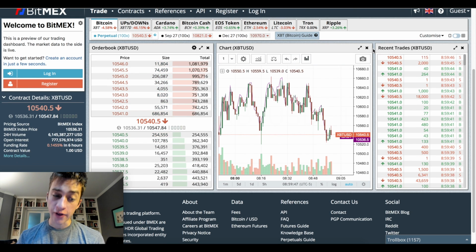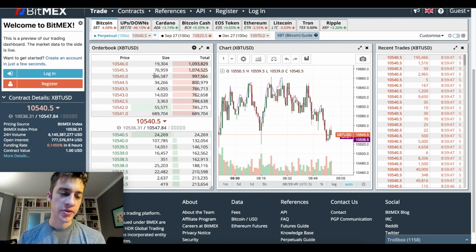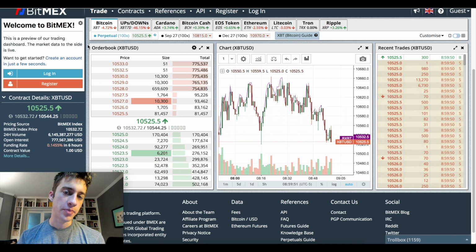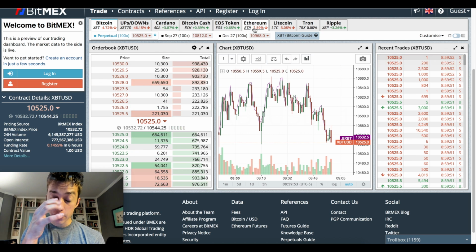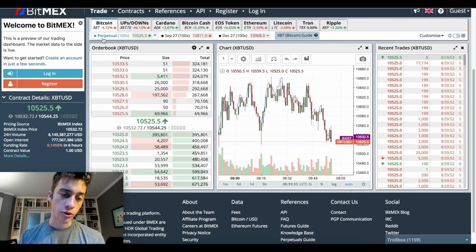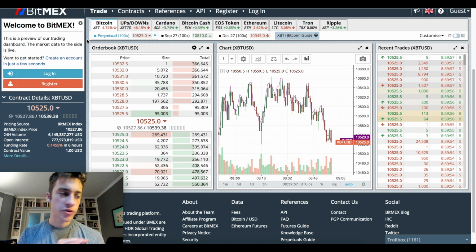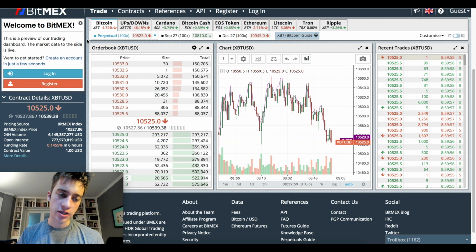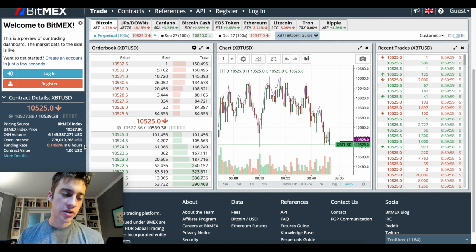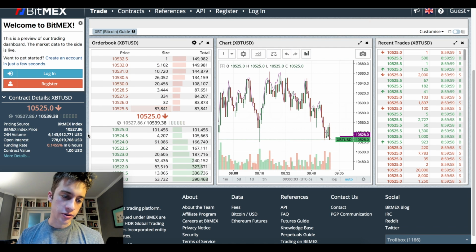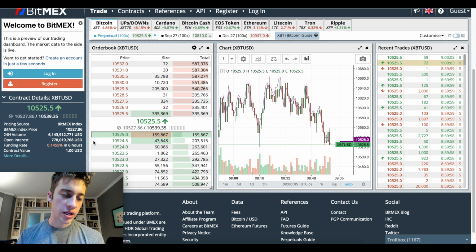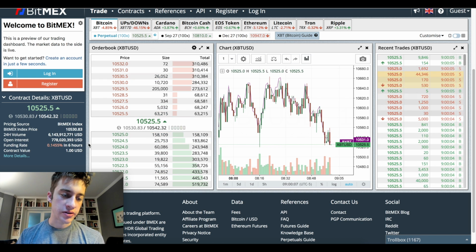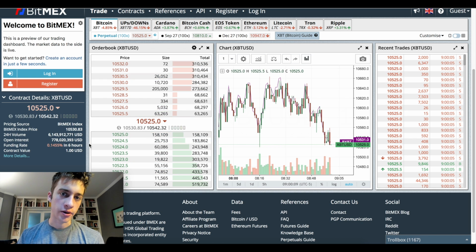Now I want to talk about funding, and then I'm going to talk about the user interface here. Funding is something that will occur on the perpetual swaps. There's an Ethereum perpetual swap, and there is a Bitcoin perpetual swap. A perpetual swap will never expire. It's a futures contract that doesn't expire, but it is subject to funding every 8 hours. Now, when the funding rate is positive, that means that the shorts will be paying the longs.